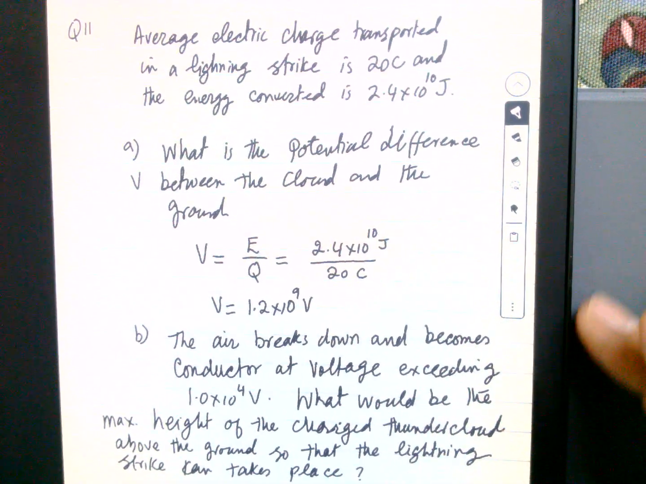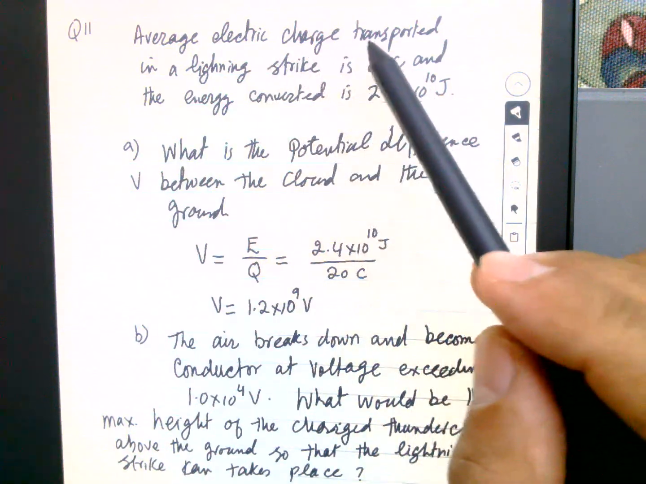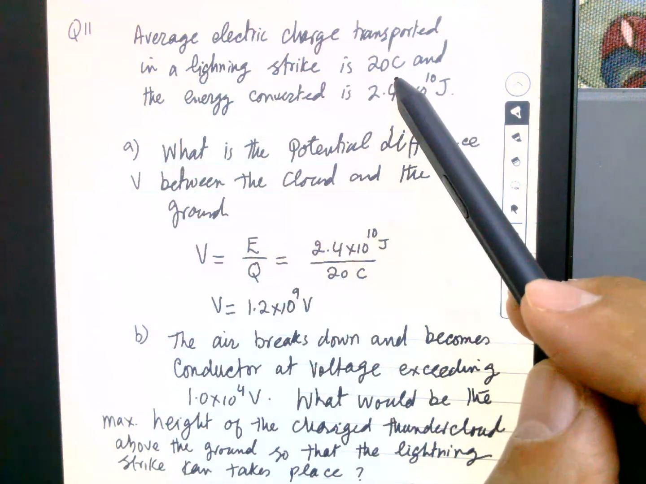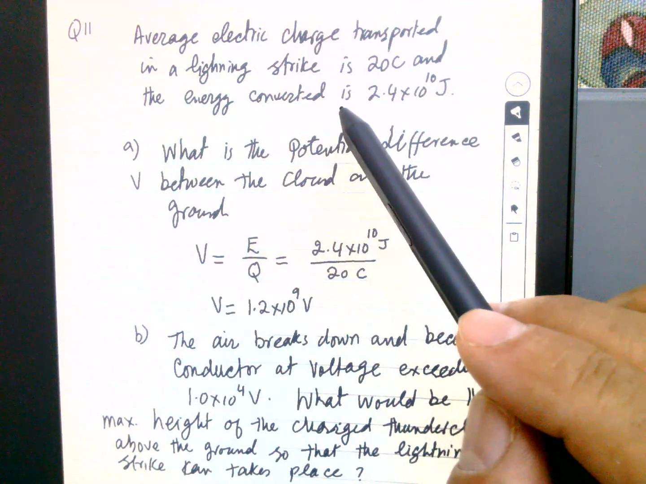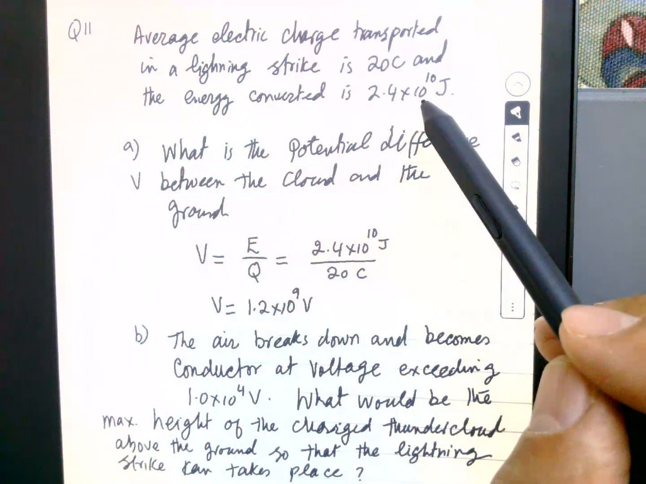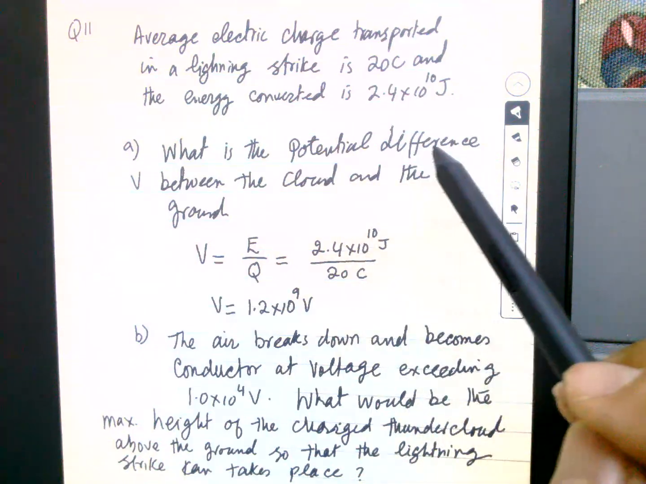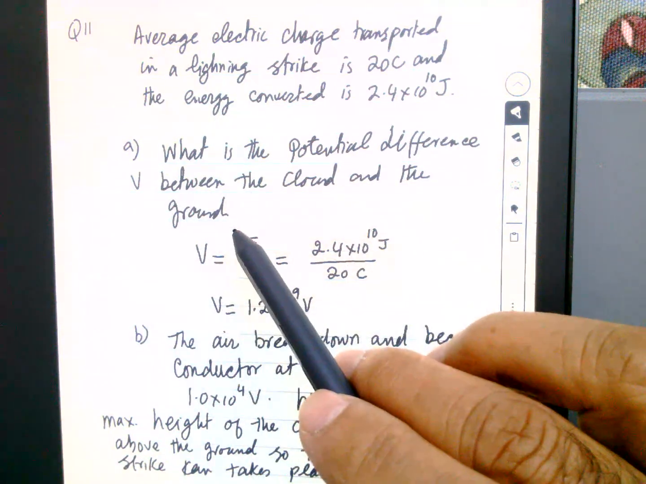Hello, physics, question number 11. This is a very interesting question. The question says that the average electric charge transported in a lightning strike is 20 coulomb, and the energy converted as a result of this action is 2.4 × 10^10 joule. What is the potential difference V between the cloud and the ground?